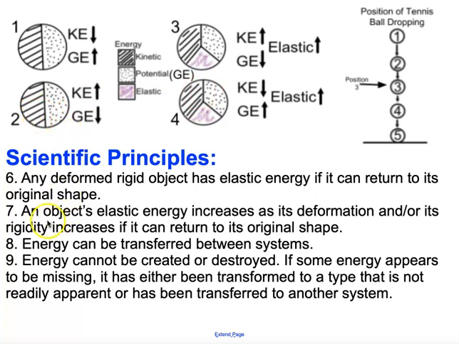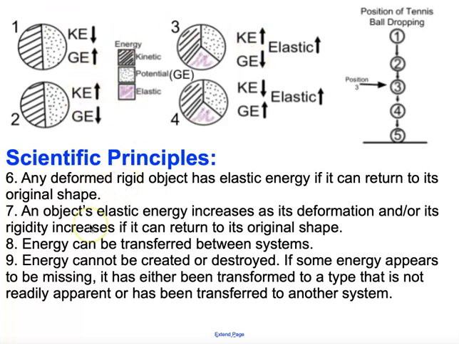Now, if we quickly go through the next one, an object's elastic energy increases as its deformation and or its rigidity increases. That's true, but it doesn't matter because 3 is in the air. It doesn't have any EE. So that's a moot issue. Energy can be transferred between systems. That's true, but that does not help us at all with figuring out which one of these it is, which we already know. It's number 2. And then 9, energy cannot be created nor destroyed. That's true, but that doesn't help us at all figure out which one of these is.